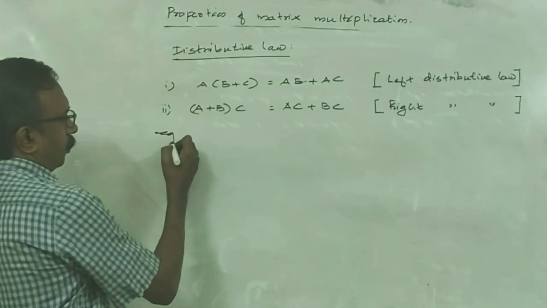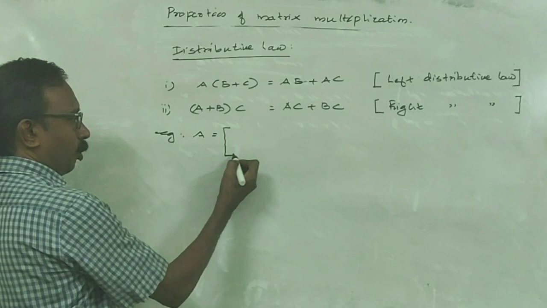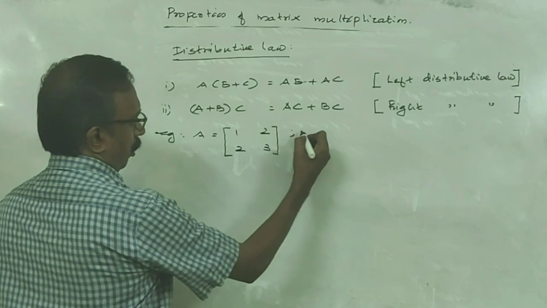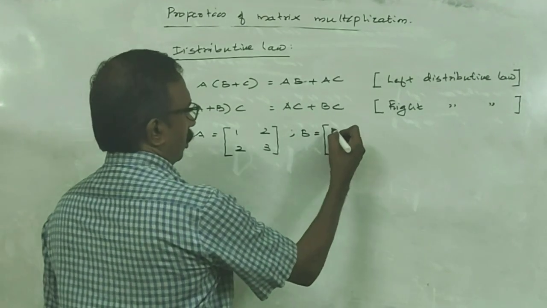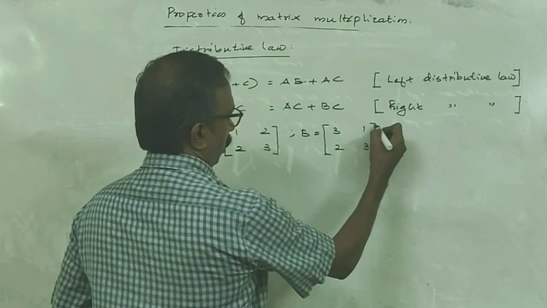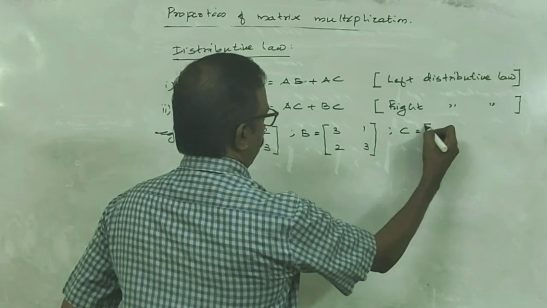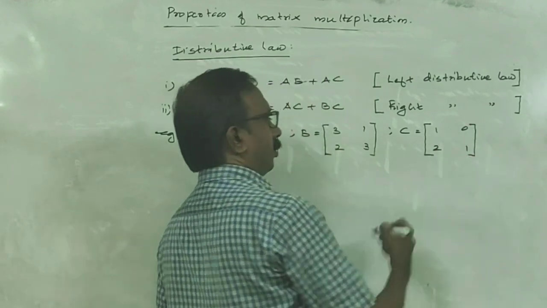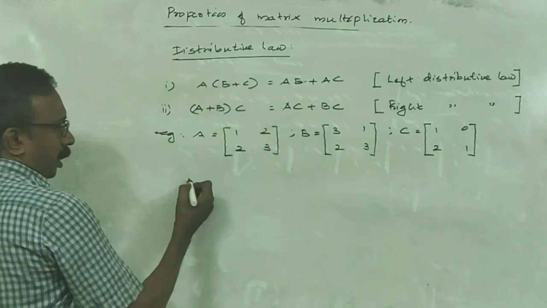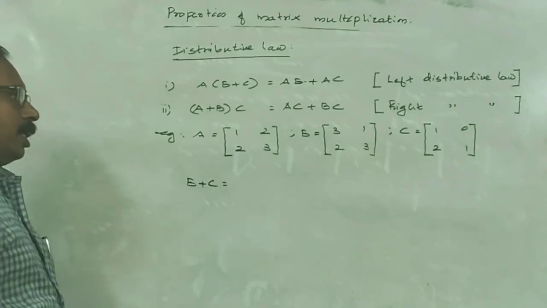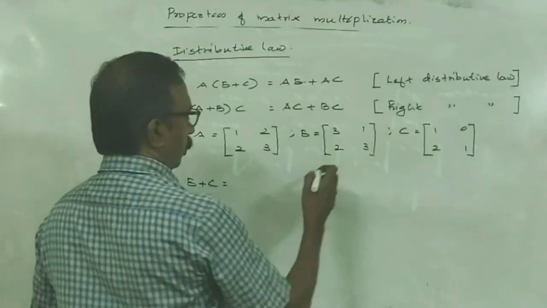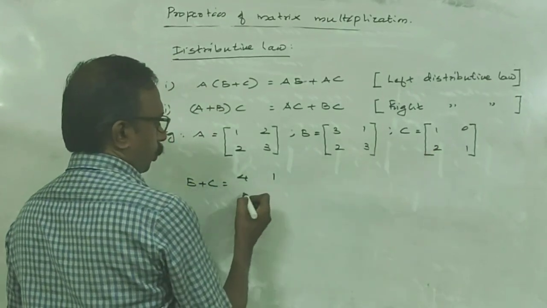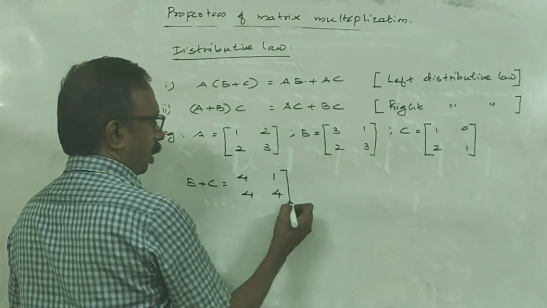For example, I am taking 2 by 2 matrices. A is equal to [1, 2; 2, 3]. B is equal to another matrix, [3, 1; 2, 3]. And C is another 2 by 2 matrix, [1, 0; 2, 1]. Now first find B plus C. Adding B and C: 3 plus 1 is 4, 1 plus 0 is 1, 2 plus 2 is 4, and 3 plus 1 is 4. This is B plus C.